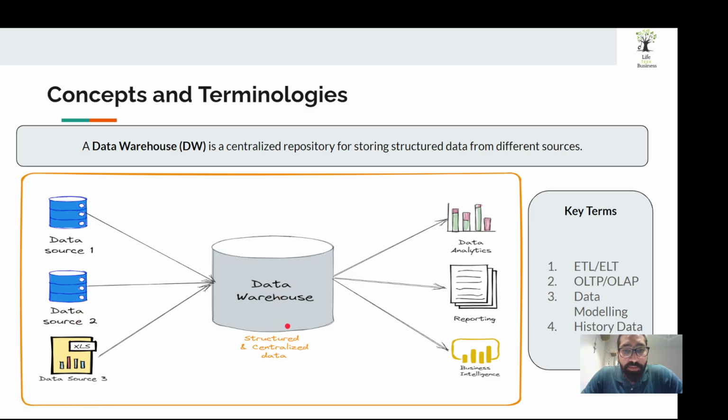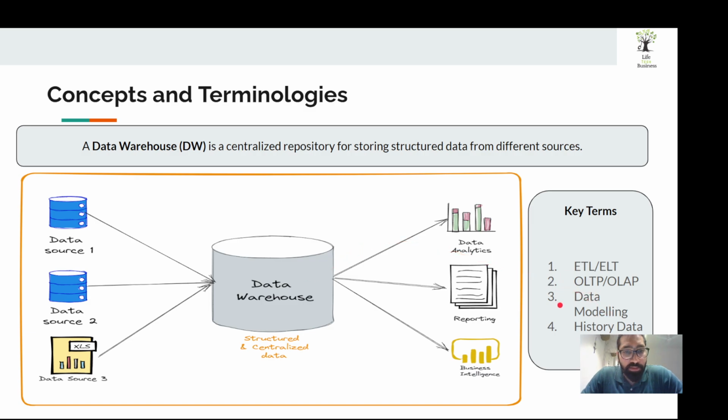And then OLAP is online analytical processing. That is where the data warehouse comes into the picture, and in that category specifically, the data warehouse will fall, where we do the analysis on top of the history data.